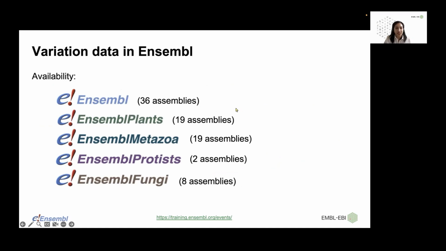Variation data is available in a number of different species across our Ensembl sites. In the Ensembl main site, we have variation data available for 36 different assemblies. In plants, we have variation data available for 19 assemblies. For metazoa, 19 as well. Protists, 2, and fungi, 8. We do not have variation data available for bacteria. So for the next few modules, I will actually be using fungi as an example for our demonstrations.